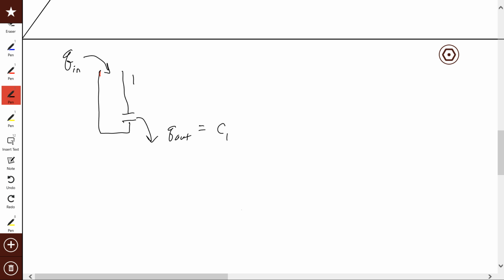This is going to be tank number one. Constant times the height of the fluid. Okay? Is everybody okay with that? It's actually a square root, and then you have to linearize it. I want to skip past that right now. Okay? So there's a guy.